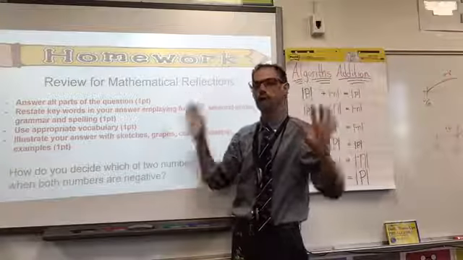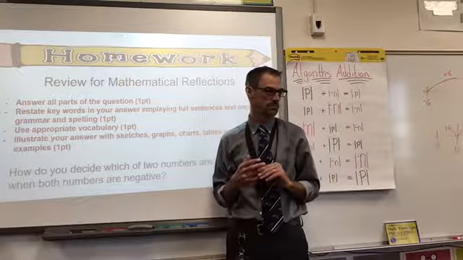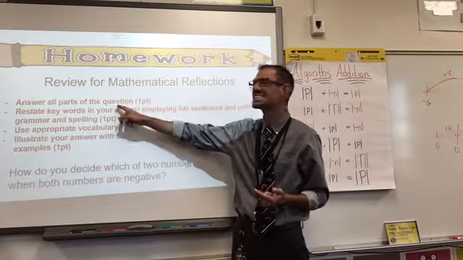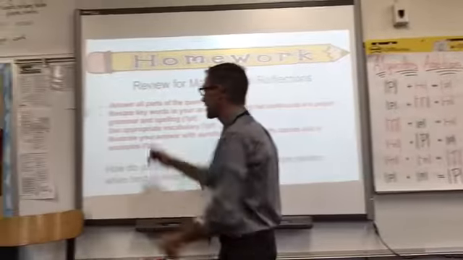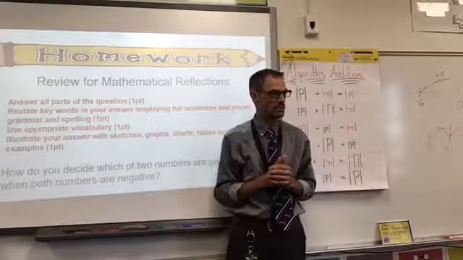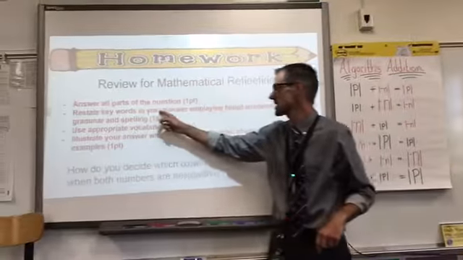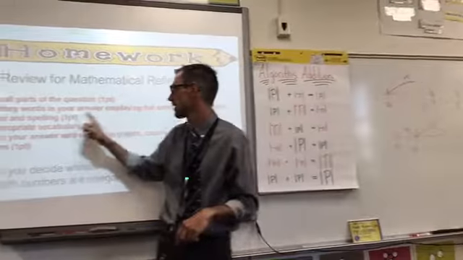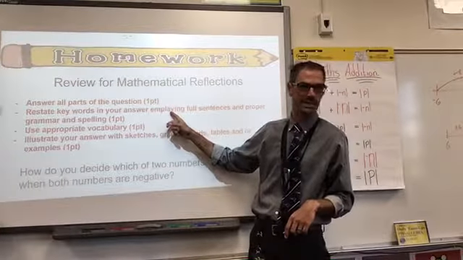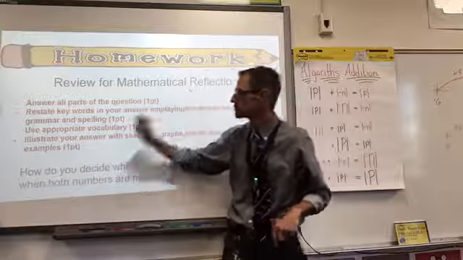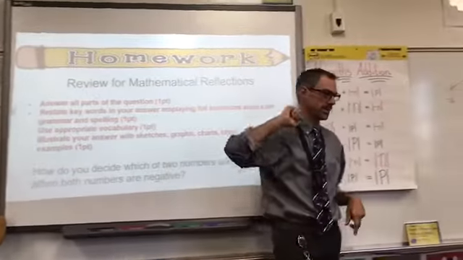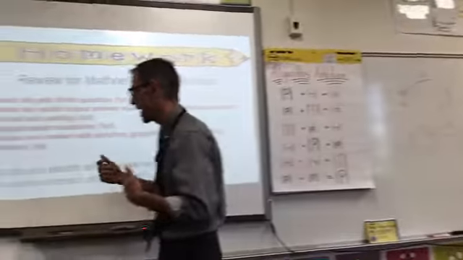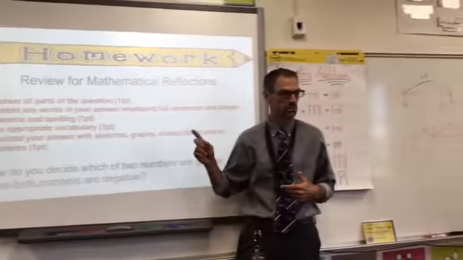We are going to practice writing a math reflection. But you're not writing anything down except on the boards. This is what we're looking for. This is the rubric. This is how I score your reflection. You need to answer all parts of the question. You need to restate keywords in your answer, or I need to change that. Employing full sentences and proper grammar and spelling. How funny, I wrote employing, and it should be employing. Use appropriate vocabulary. So when you're explaining your answer, think about the vocab. And then you're going to illustrate your answer.